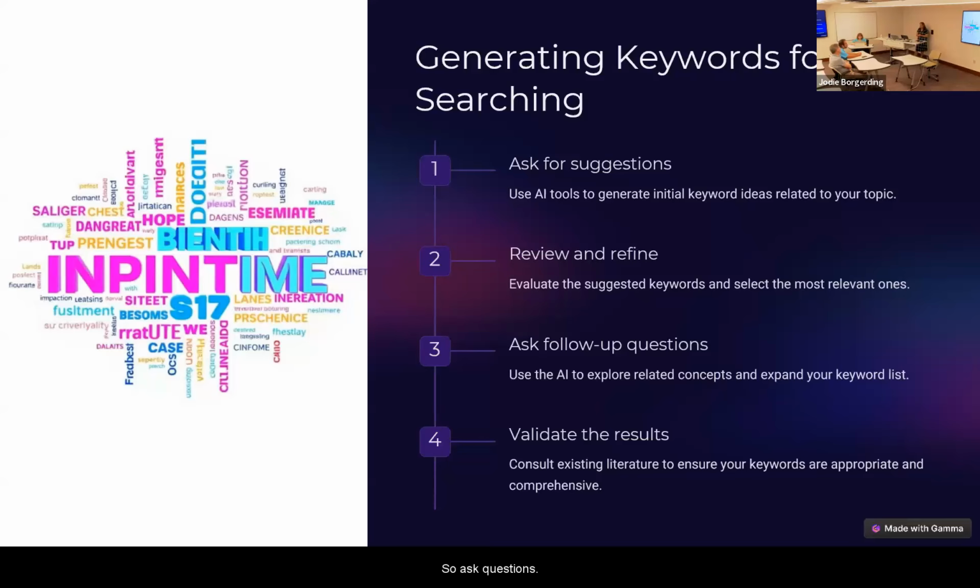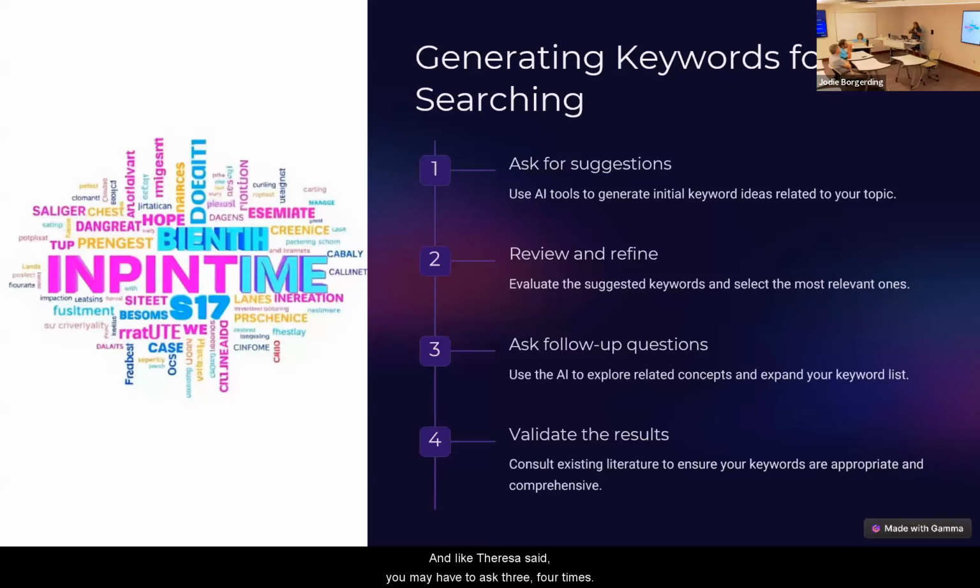So ask questions. Pose a question to ChatGPT asking for keywords related to your search. So for example, you might want to ask, can you suggest keywords for this topic? What are some relevant keywords for studying autism in children? Then review and refine. Examine the model's responses and pick out potential keywords.